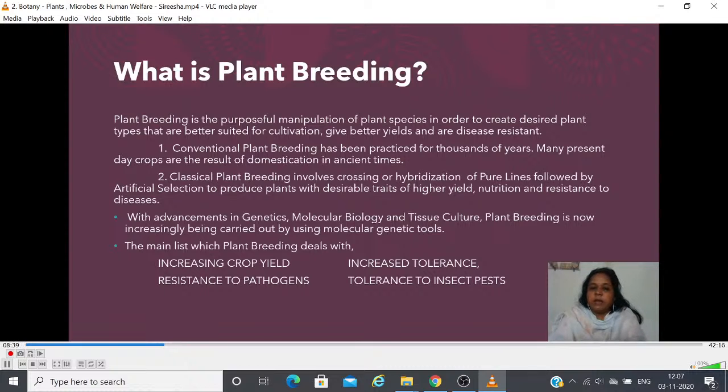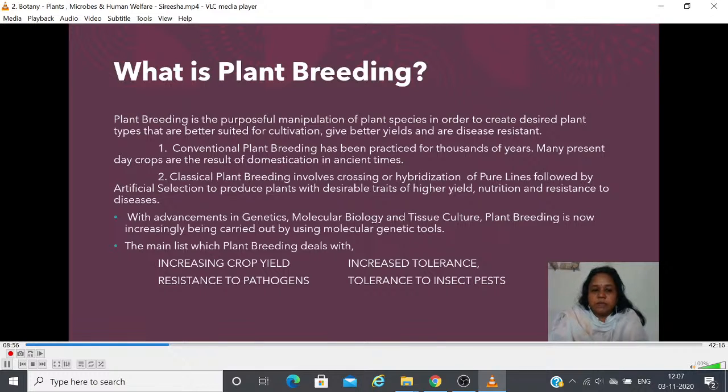This is a type of plant breeding, and in this type, it is by means of natural methods. By natural methods only, the plants are selected and bred. This method is nothing but conventional plant breeding.